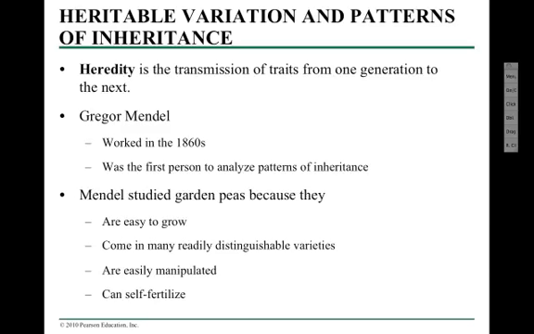And he used garden pea plants because, first, they're very easy to grow. They have many different kinds of traits that he could play with, like color, height, leaf position, and they are easily manipulated. You'll see how he manipulated the passing on of traits from one generation to the next. And the one thing that these plants can do is they can self-fertilize. In other words, they have male and female parts in their makeup.